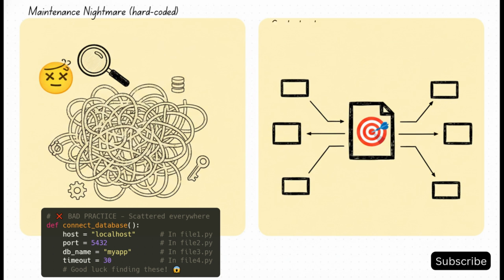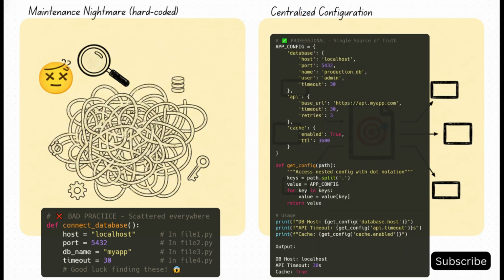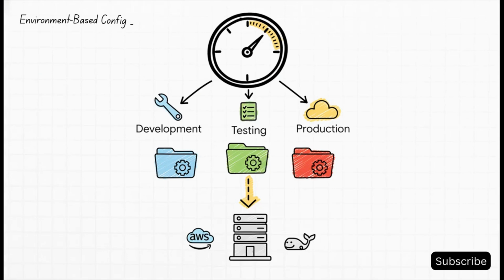It's terrible. The professional approach is to have a single, centralized configuration object. This app config dictionary becomes your single source of truth. You need to change something, you change it in one place, and that change is reflected everywhere, instantly. But here's the real pro move.